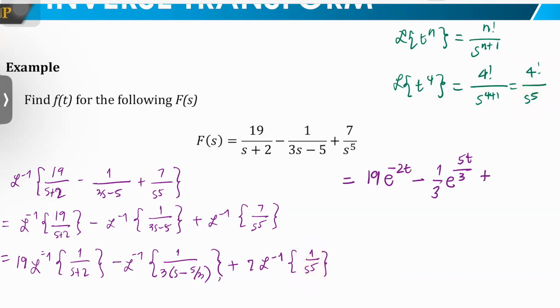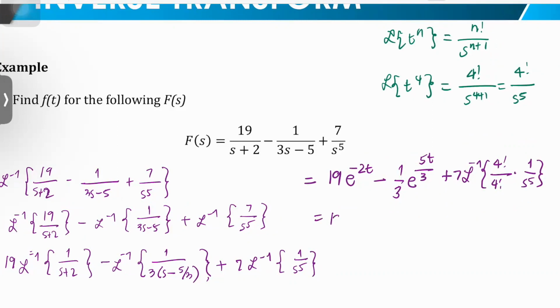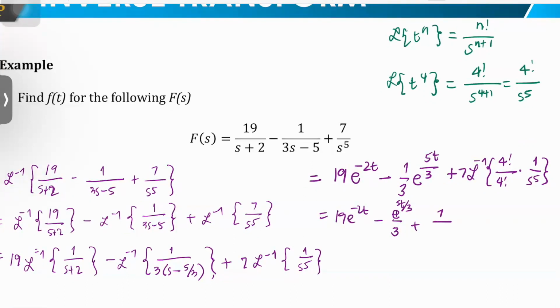So again, we multiply it, class, by 4 factorial. Okay? 4 factorial over 4 factorial multiplied by 1 over s to the 5th. Okay? So we relate the others since they are already done. Plus 7. The 7 comes out, and the 4 factorial goes to the denominator, class. That is 7 over, what is 4 factorial? That is 24.